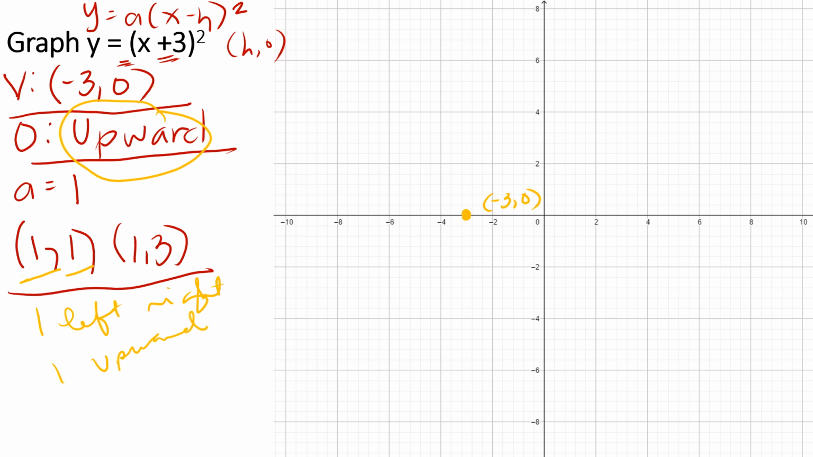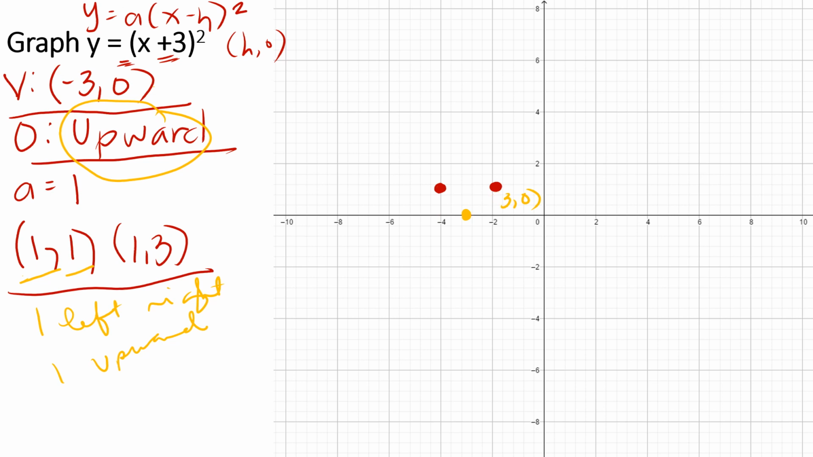Okay, simulan natin sa ating 1 to the left and right. 1 left and right. Then 1 upward. 1 upward. So, ito yun. Tapos nun, burahin nyo na yung lines. Kung kaya ninyo nang walang line, mas maganda.